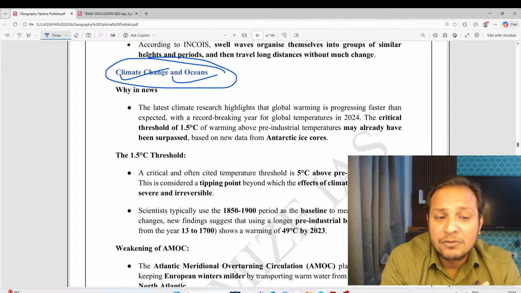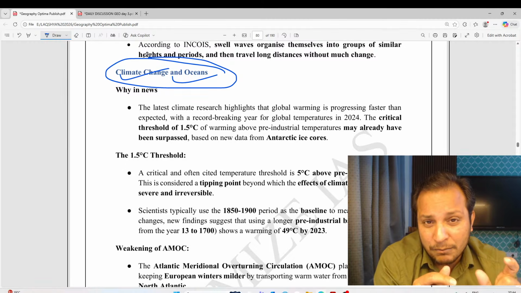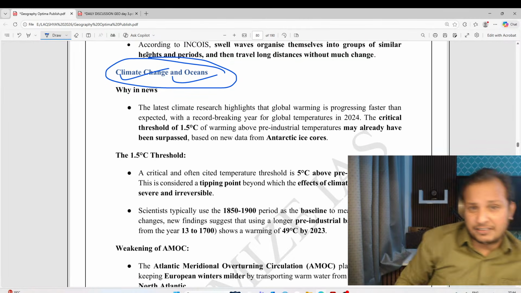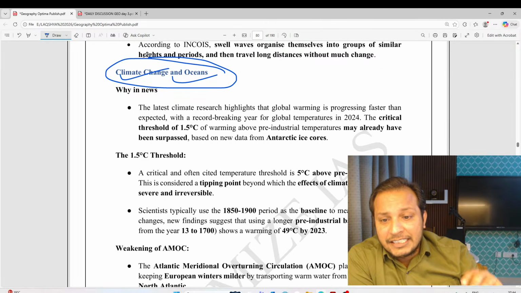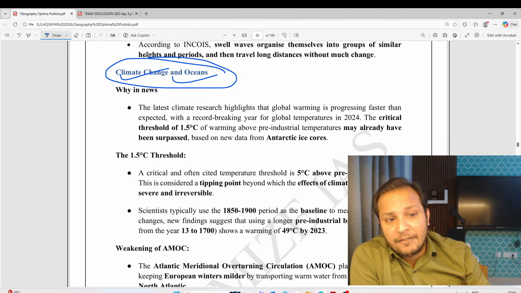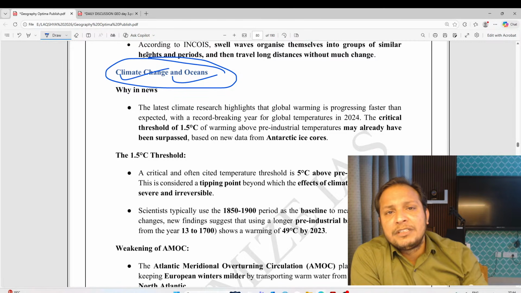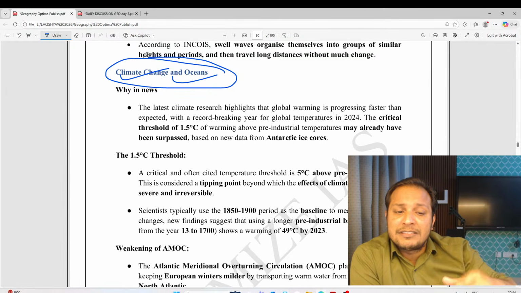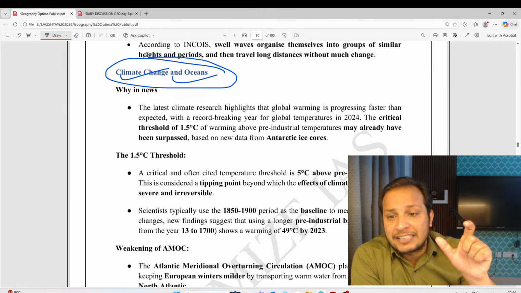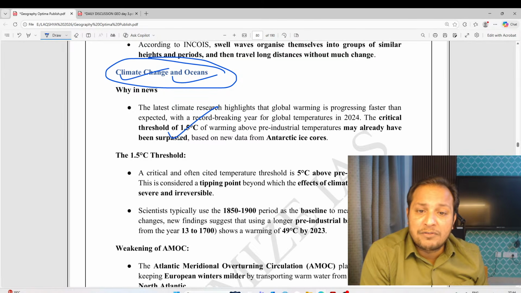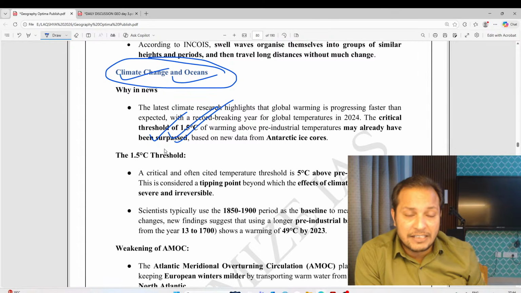So, guys, one thing in climate change is a term called tipping point. Tipping point is a point beyond which climate change will lead to irreversible change. The more the ocean gets heated up, it is moving towards the tipping point. There is a threshold of 1.5 degrees Celsius, which has already been surpassed.